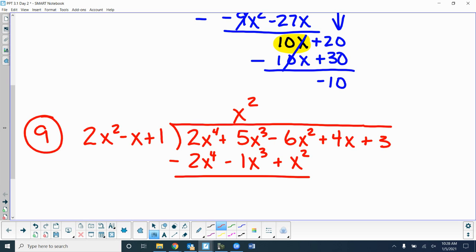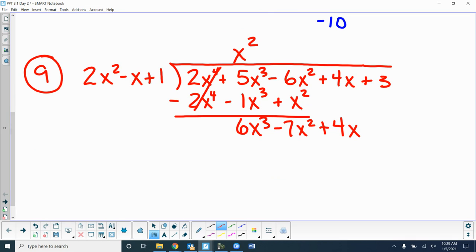So I just subtracted 3 terms instead of 2 like the other one. That's all. So the 2x to the 4th cancel. 5 minus a negative 1 is adding 1. Negative 6 minus 1 is negative 7. And then bring down the 4x. All right, and then divide. Again, just the 6x cubed divided by the 2x squared would be 3x.